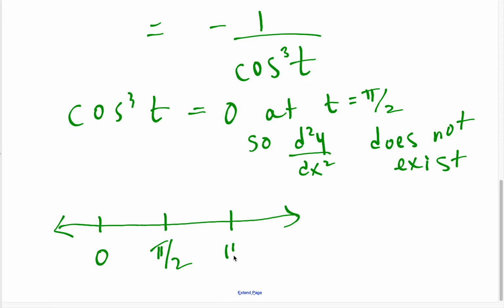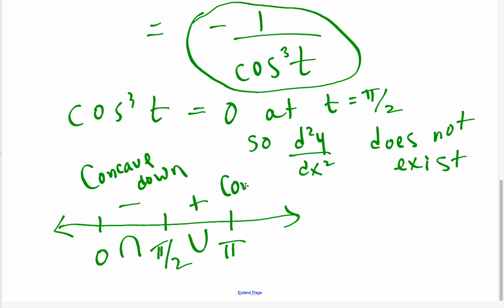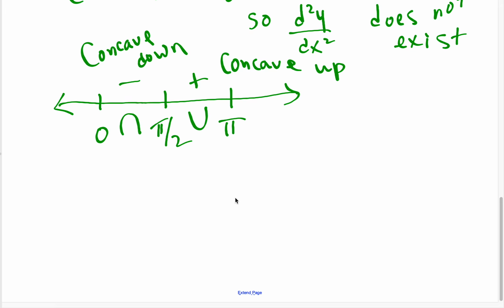We're going from 0 to pi. If we go back and look at our second derivative, cosine is positive anywhere between 0 and pi over 2, but we're dealing with a negative of it. So it's going to be negative, which is concave down. And from pi over 2 to pi, cosine is always negative, but a negative times a negative is a positive. So that's going to be concave up. And that makes sense that at pi over 2 the second derivative does not exist, because that's the inflection point.